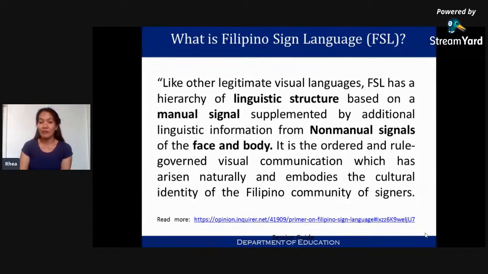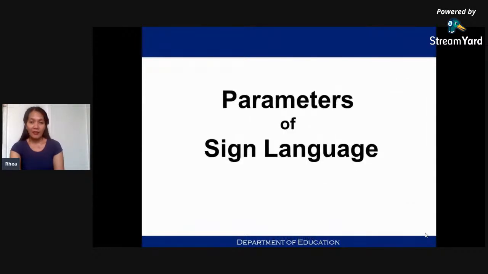It is ordered and rule-governed visual communication, which has arisen naturally and embodies the cultural identity of the Filipino community of signers. The Filipino Sign Language has a linguistic structure. It is a manual signal which is being supplemented. The manual signals, we are talking of manual signals very soon. I'm going to teach you some of it. And the non-manual signals of the face and the body, that is the visual communication that is being embodied in the Filipino Sign Language, and it is a cultural identity of the Filipino community, the Filipino deaf. And that's what we call the Filipino Sign Language.